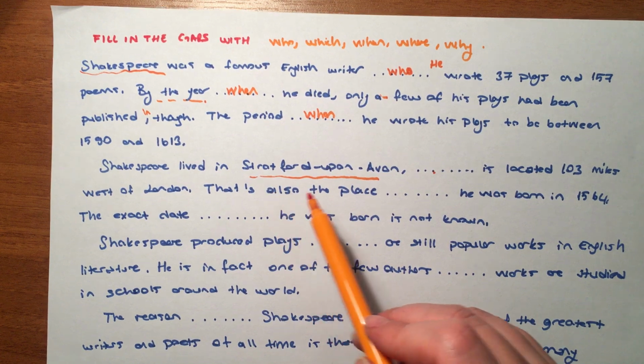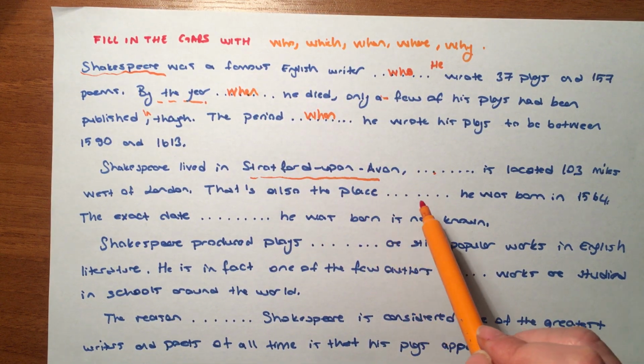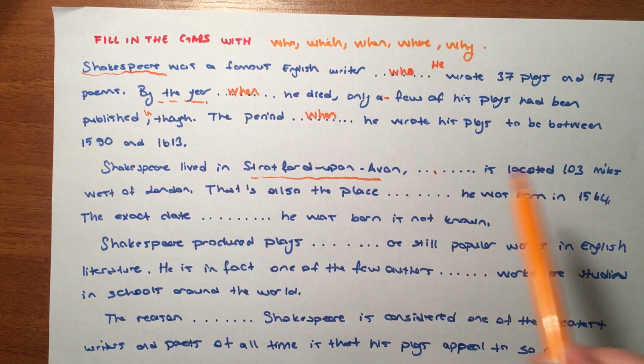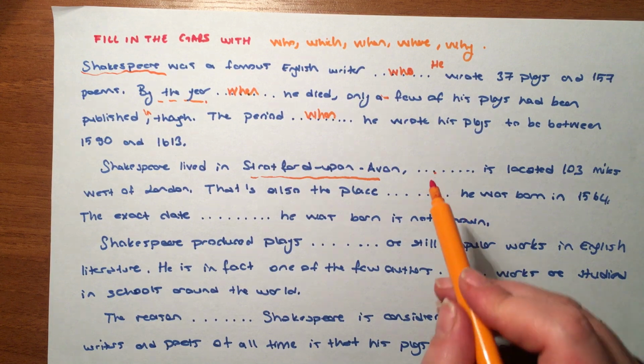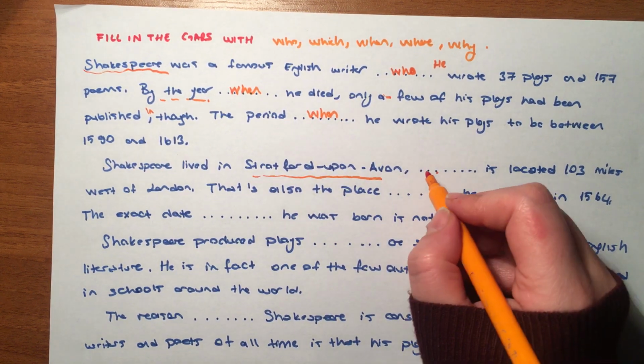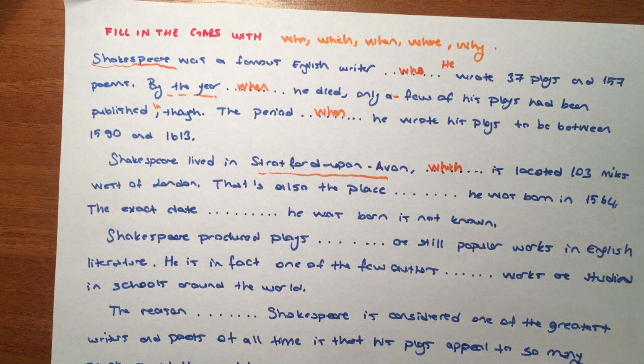Şimdi Shakespeare Stratford-upon-Avon'da yaşıyor. Ama burası nerede yer alıyor? Londra'nın 103 bla bla bla batısında yer alıyor demiş arkadaşlar. O yüzden onunla ilgili bir bilgi verdiği için which kullanacağız. Where kullanmayacağız. Çünkü burada bir action yok.